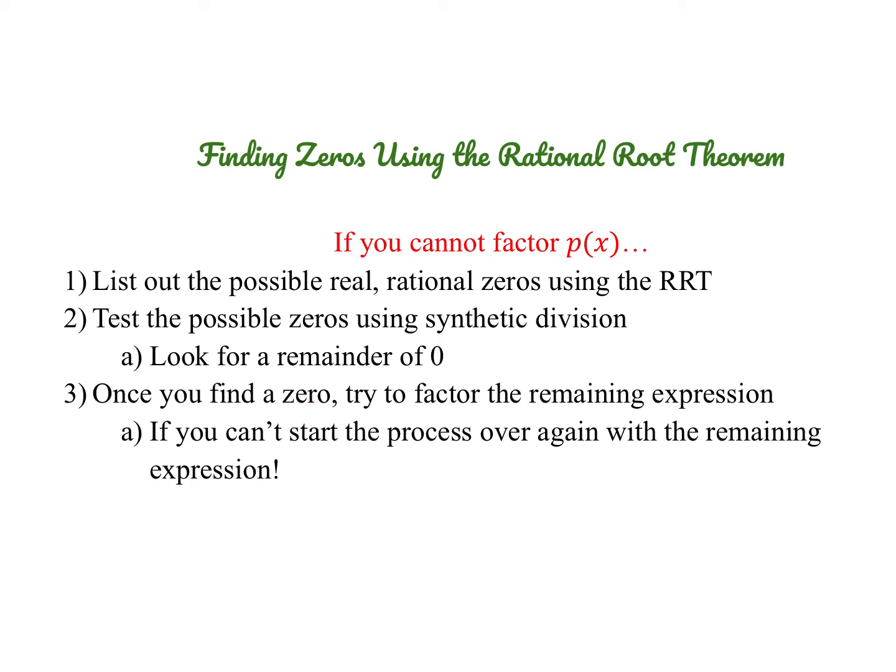Once you find a 0 that works, you can look at your remaining expression and try to factor it more by hand. And if you can't factor by hand, then you look at that remaining expression and you start all over again doing the rational root theorem again until you have factored your polynomial as much as you possibly can.